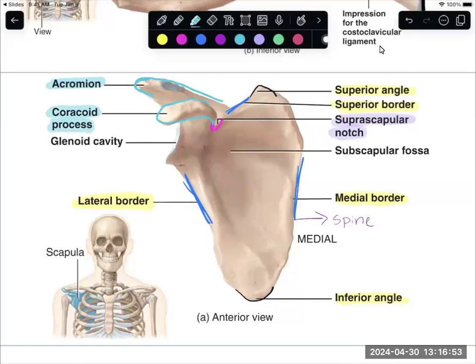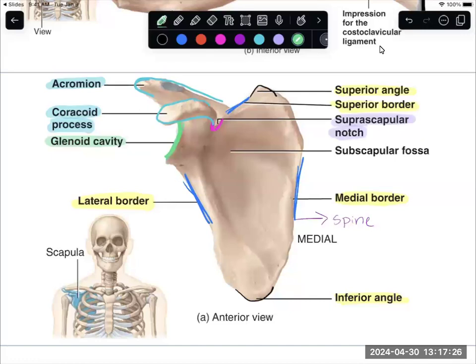Then we have this glenoid cavity. This glenoid cavity here, it's this little divot through here. This glenoid cavity is where your arm, that humerus, that top bone of your arm, comes in contact with that scapula. This is where they both come together.